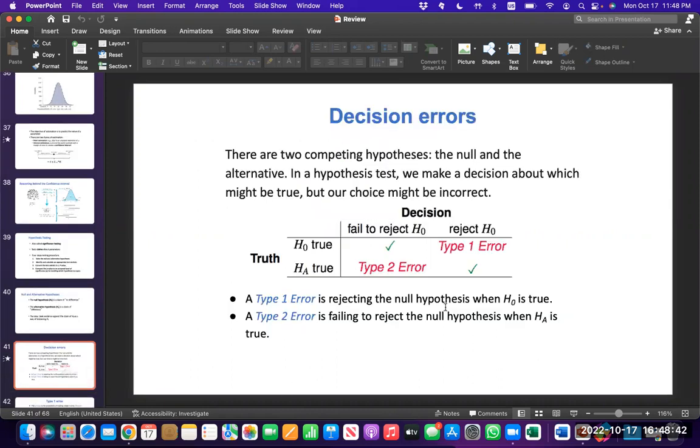So these are the decision errors. You have a type 1 error, where you reject the null hypothesis when the null hypothesis is true. Type 1 errors often occur when you do subsetting, or you remove outliers that you shouldn't have removed. But there are various reasons leading to a type 1 error. A type 2 error is essentially failing to reject the null hypothesis when the alternative hypothesis is actually true, and you're wrongly accepting the null hypothesis.